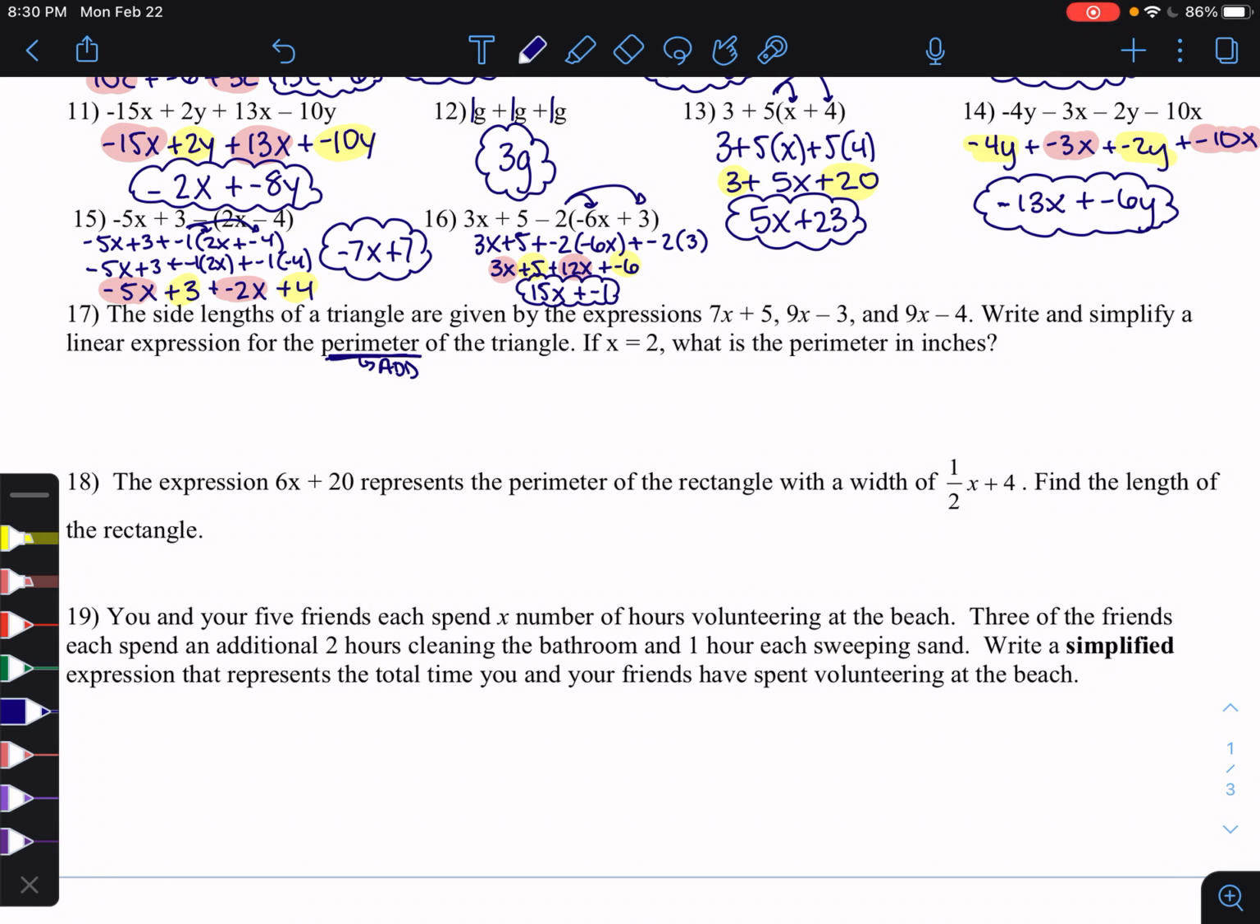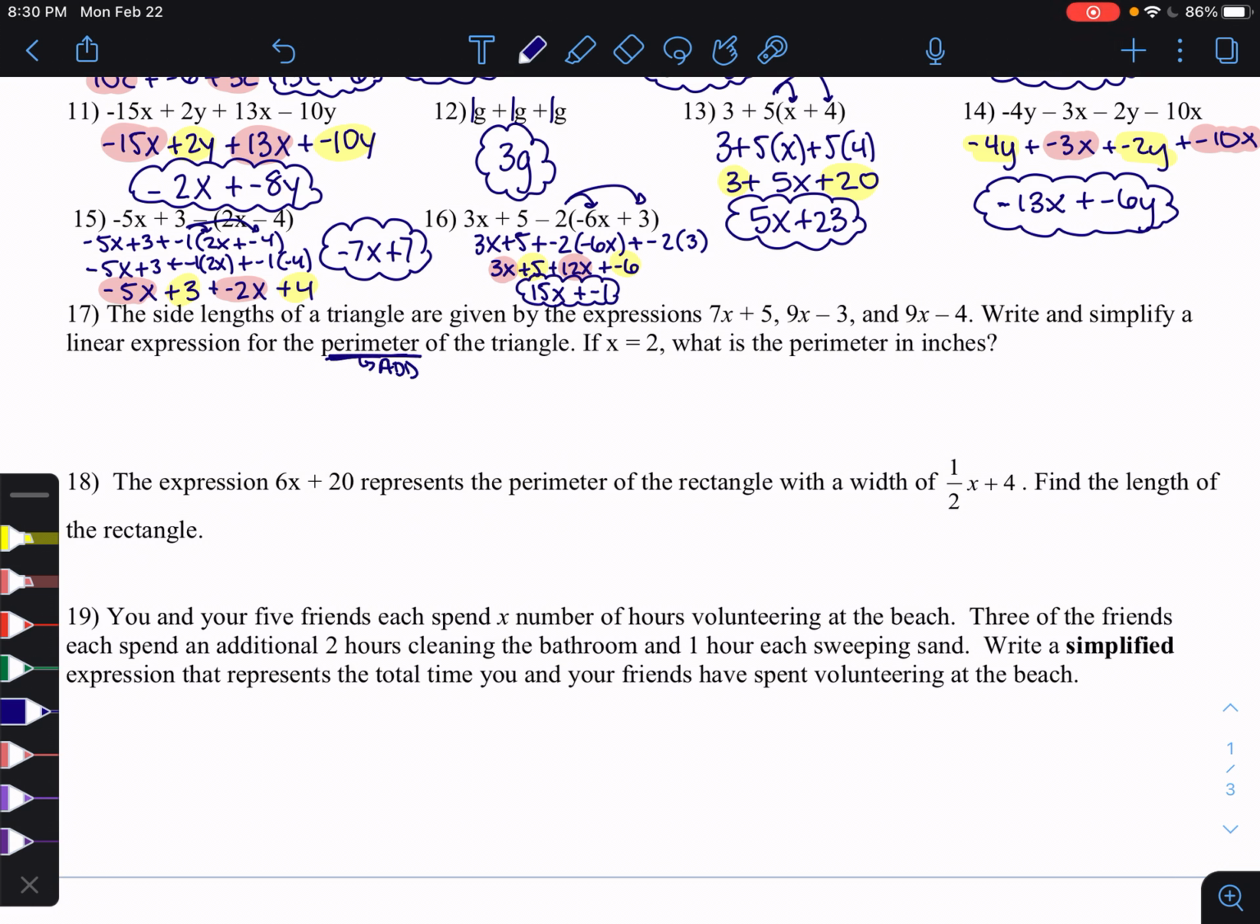Now I'm going to combine all my like terms. So 7x, 9x, and 9x. 7 plus 9 is 16, plus 9 is 25x. And then 5 plus negative 3 plus negative 4. 5 plus negative 3 is going to be 2. And 2 plus negative 4 is going to be negative 2. So it's going to be plus negative 2. So there's the first part of my answer.